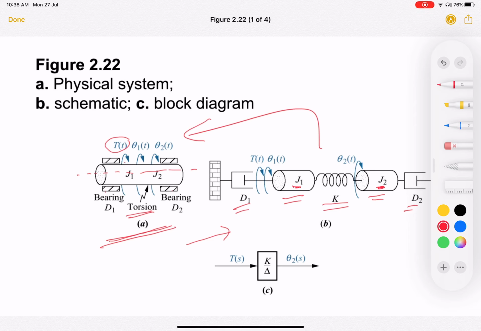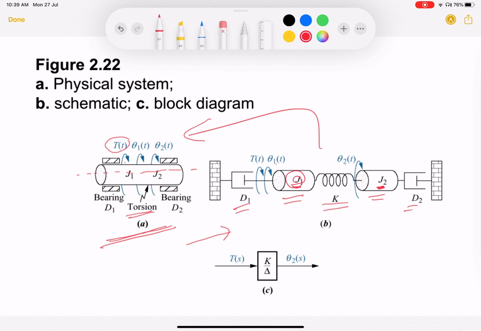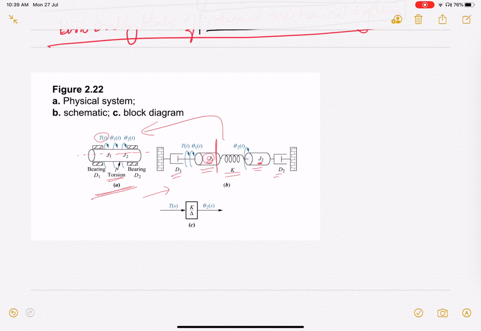So if you fix J2, can you still move J1? Can you still rotate J1? Yes, you can. So theta 1t is possible even if there is no theta 2t, if theta 2t is made 0. Similarly, if you fix theta 1t, can you still rotate the other one? The answer is yes, you can still rotate J2, because even if you fix this, you can still rotate this, and this will undergo some angular displacement. So there are two degrees of freedom in this.